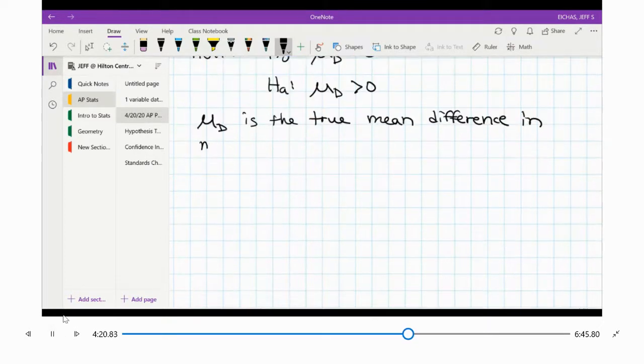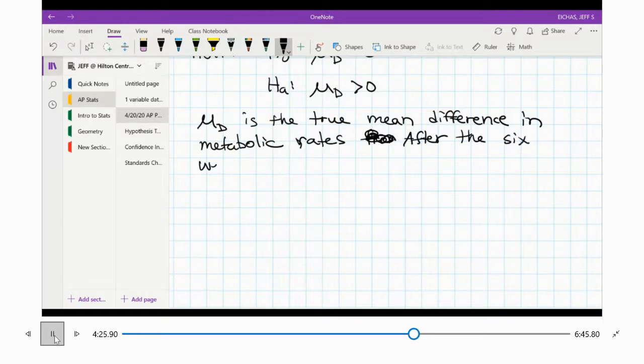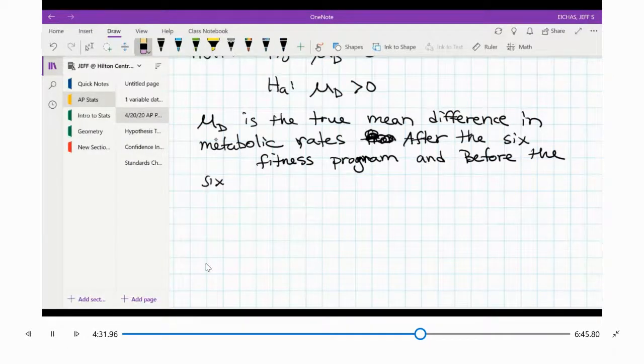Okay. Real fast, if you're going to use symbols, you have to define them at some point. So the true population parameter, mu with subscript D, is the true mean difference in metabolic rates after the 6-month program. For the 6-month program, I'll fix that.